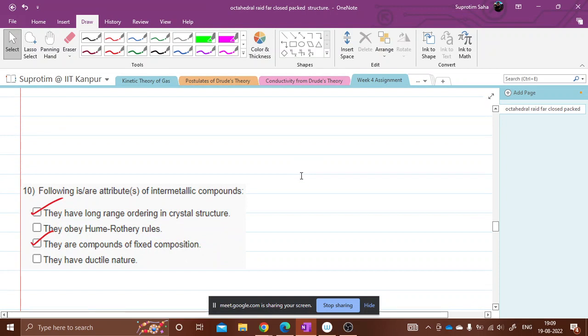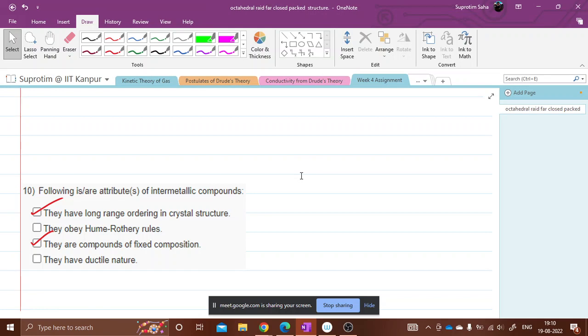Following is or are attributes of intermetallic compounds. So they have long range ordering in crystal structure. For solids, you have to have a fixed crystal structure. It has to have a certain type of ordering, and that has to be maintained at long distances. Intermetallic compounds are metals, right? The stoichiometry, of course, they're not solid solutions. You're talking about alloys there, but for ordered structure, they have to have this ordering maintained over long distances. So they have long range ordering in crystal structure.